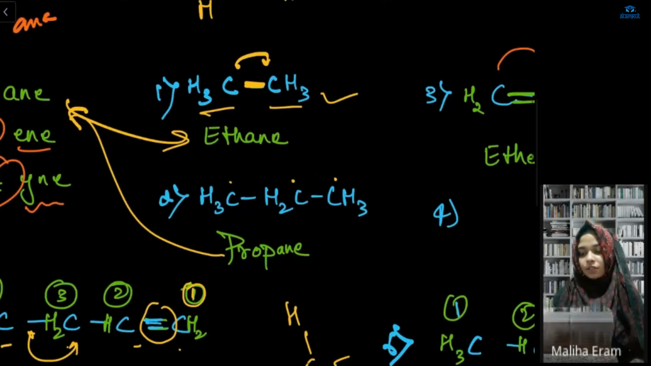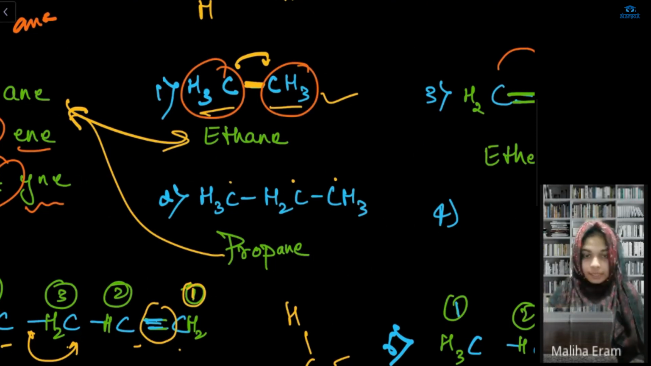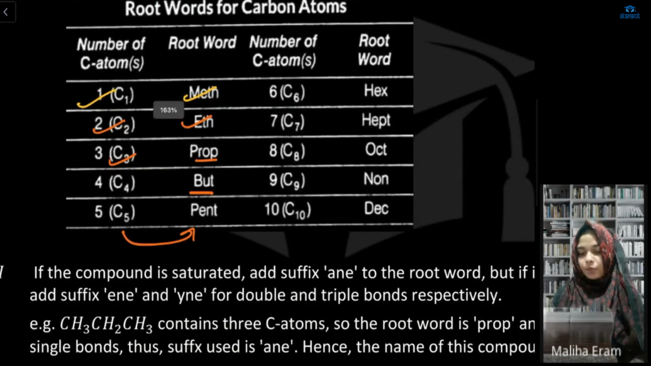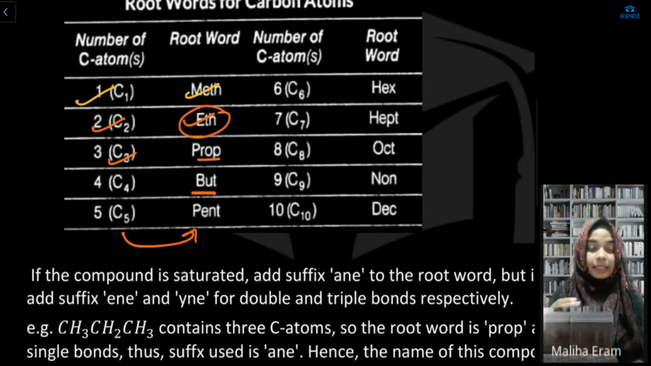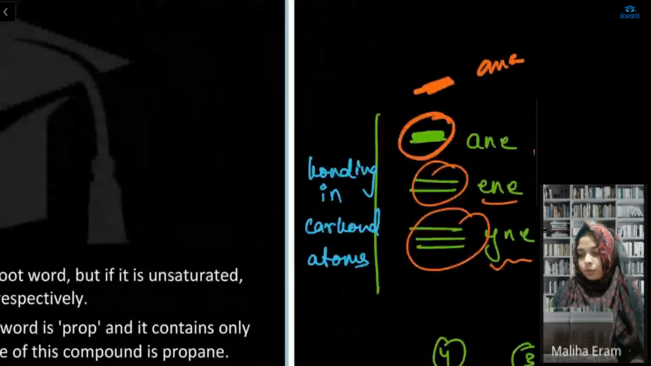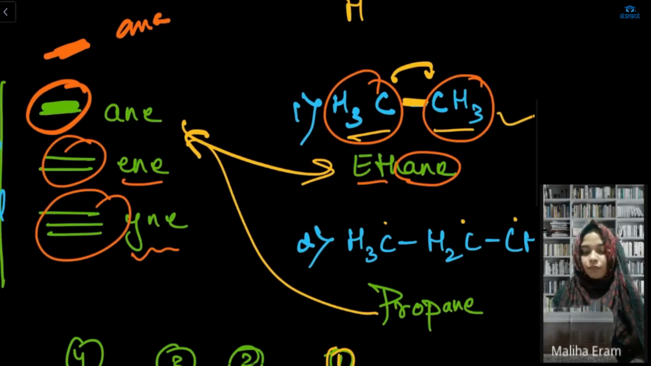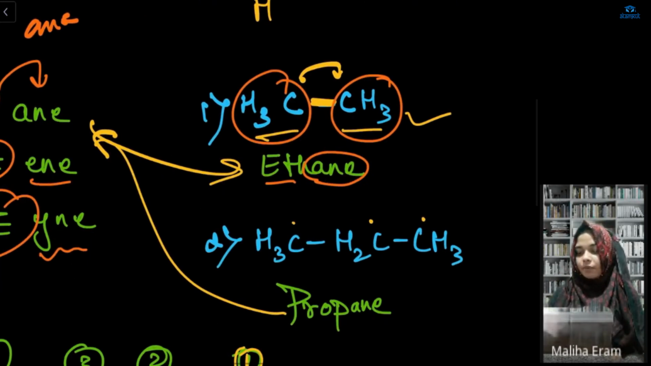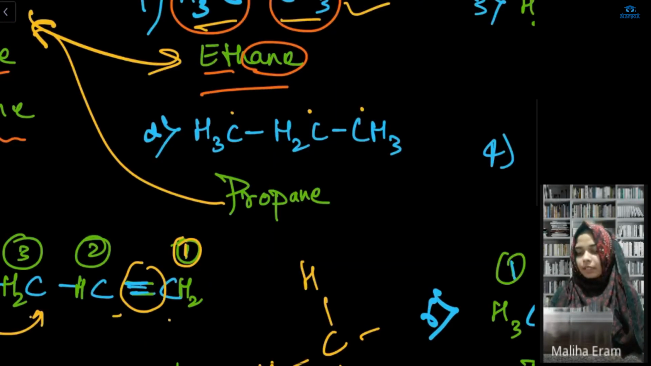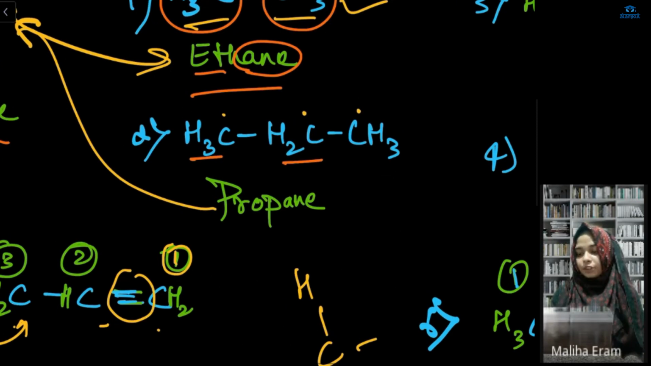So here CH3, CH3, this is your two carbons. So for two carbons, what are we writing? For two carbons, we are writing eth. And why ane? Because for the single line, we will be writing ane. That's why for the two carbons, if there is a single line in the middle, we will write ethane.